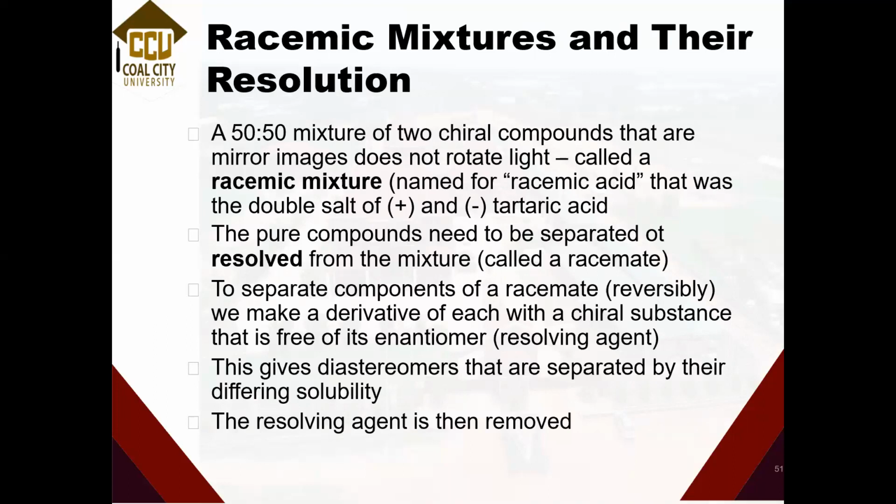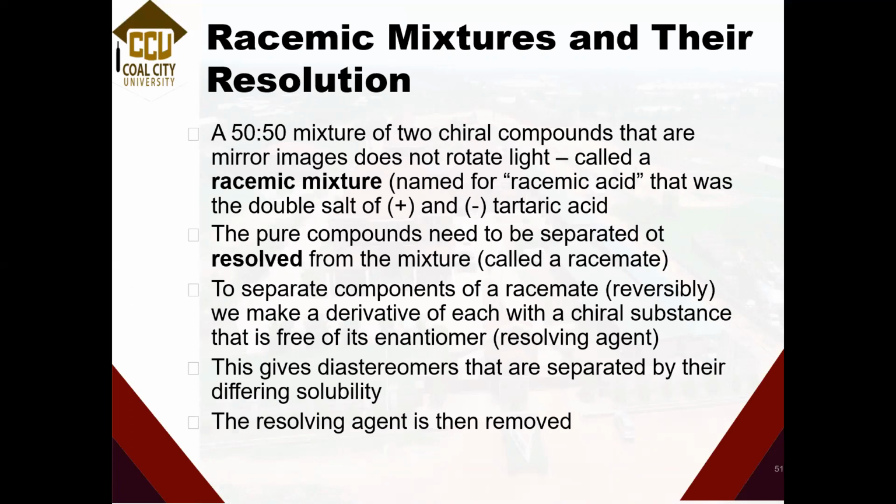Now, they don't rotate light because they contain 50-50% of two chiral compounds that are mirror images. So when one is rotating the light to the right, the other one is rotating the light to the left, and then they cancel each other out. So at the end of the day, it does not rotate the light at all. 50-50% of two enantiomers together, we call that a racemic mixture. The pure compound needs to be separated, or resolved, from the mixture called a racemate. So the mixture is called a racemate, and we need to separate the pure compound.